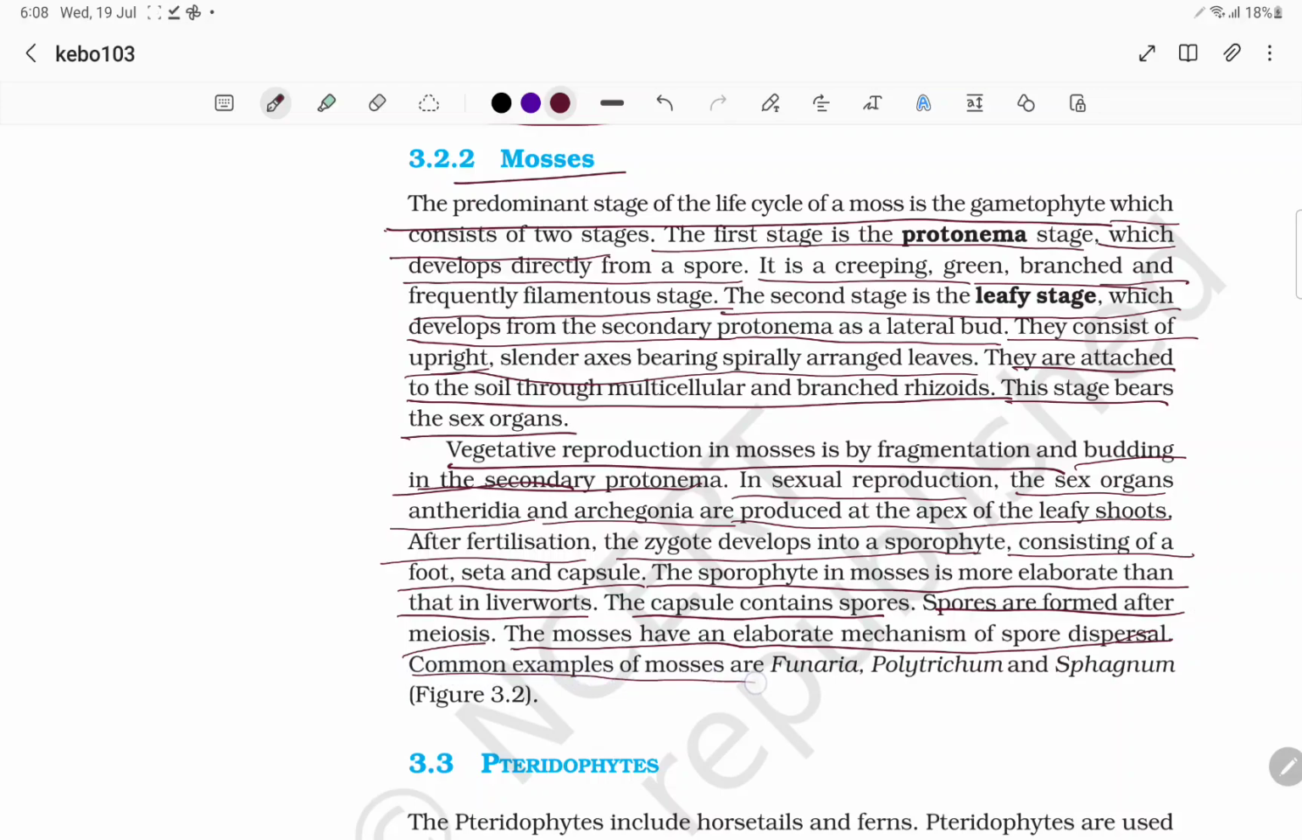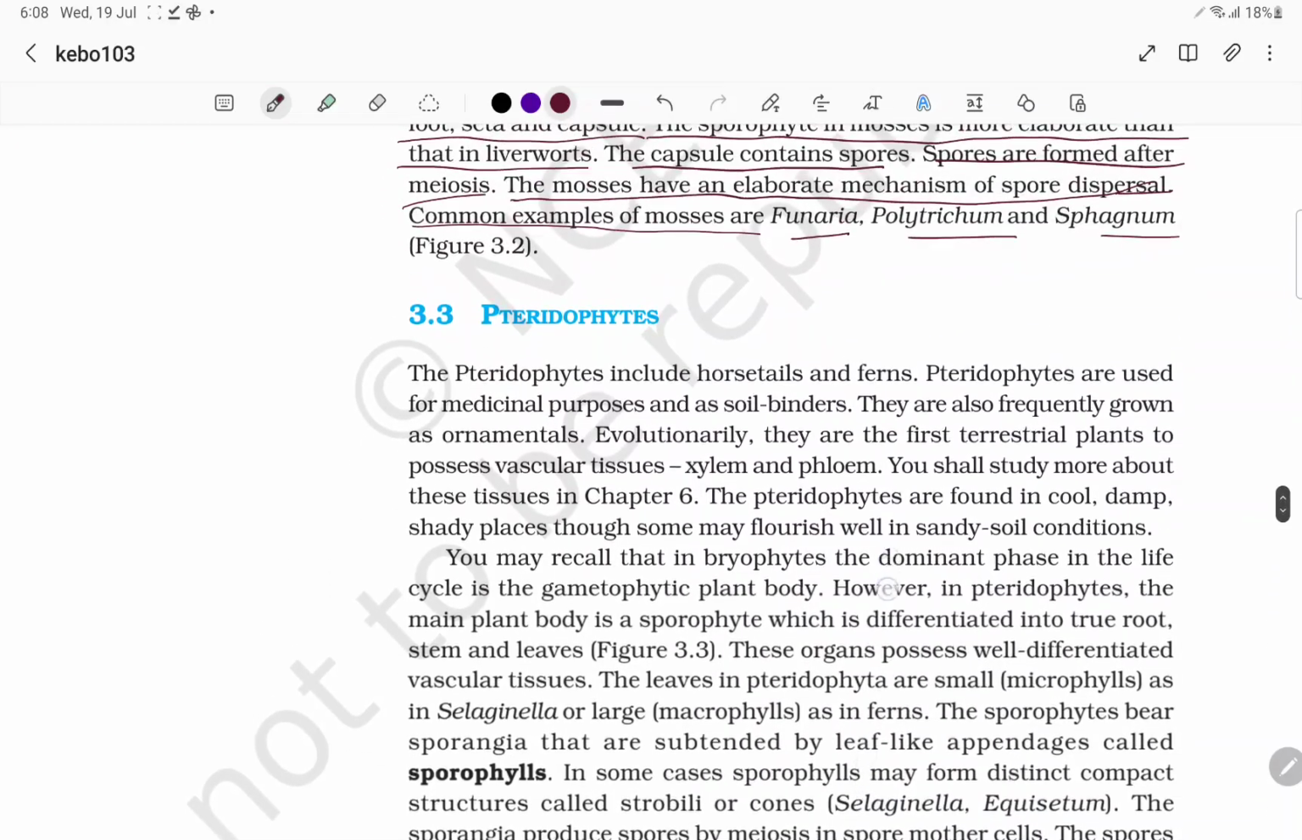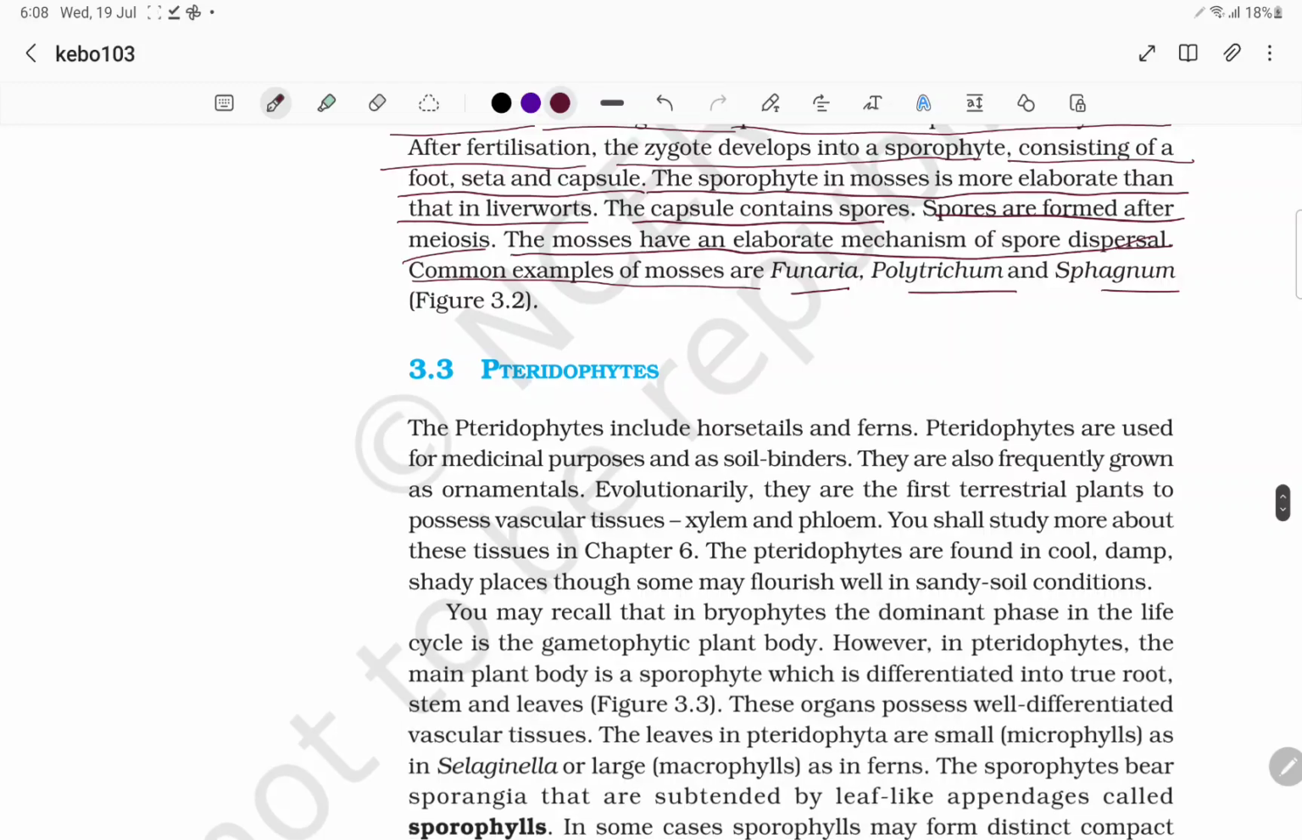Common examples for moss are Funaria, Polytrichum and Sphagnum. Marchantia is for liverworts. So we can remember the word SPF: Sphagnum, Polytrichum, Funaria.